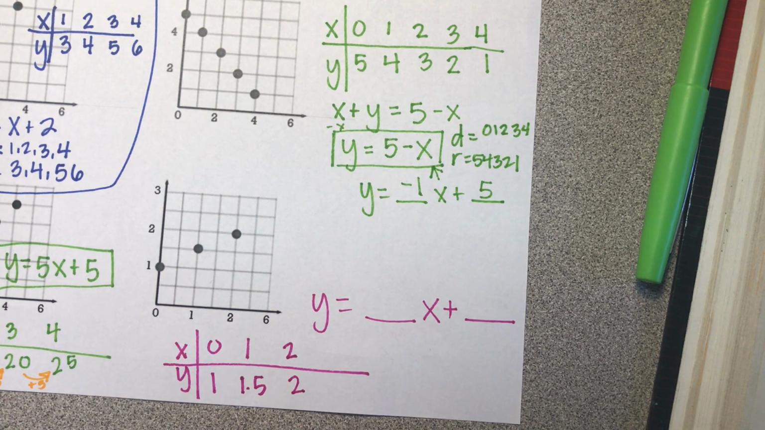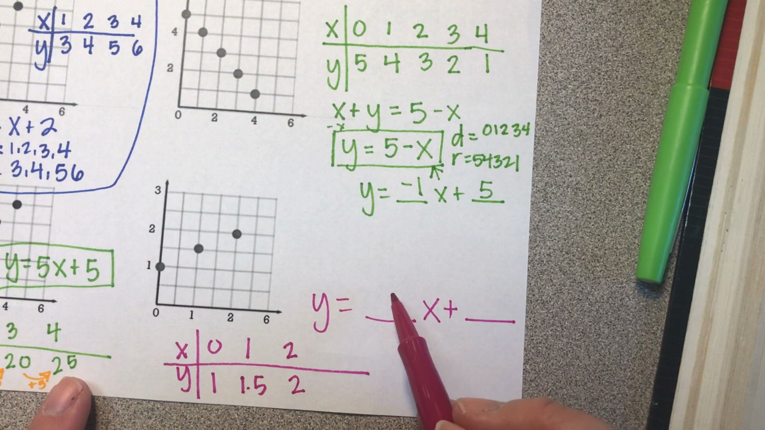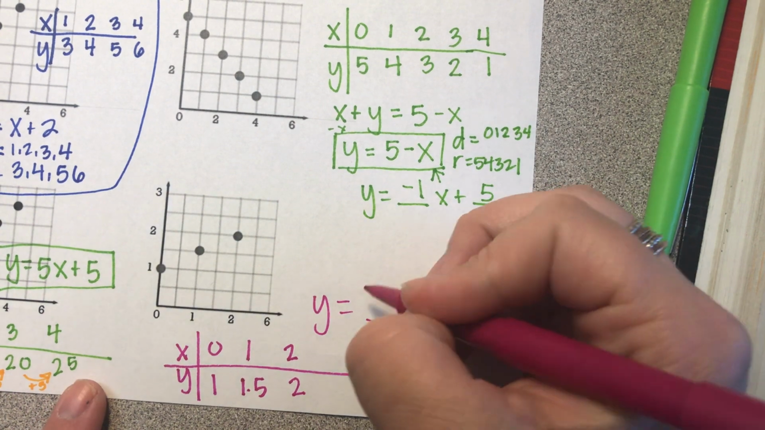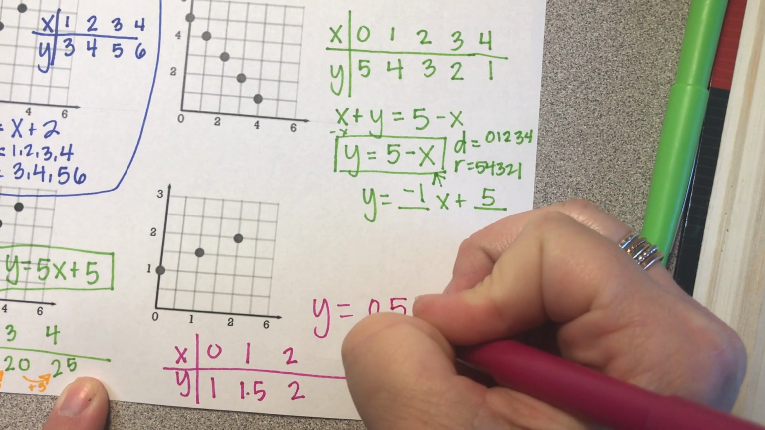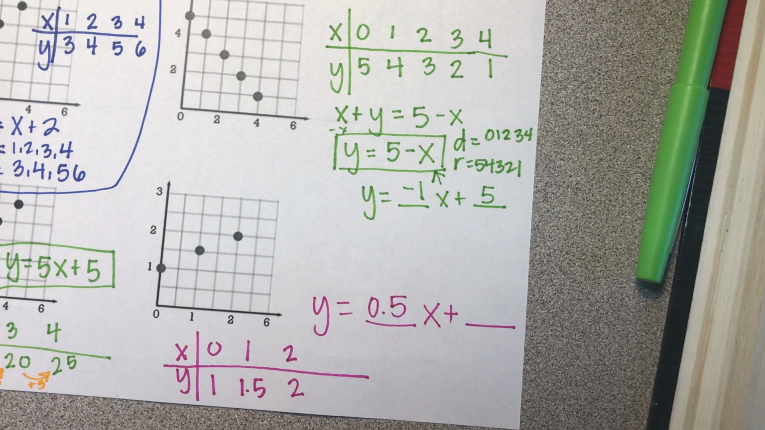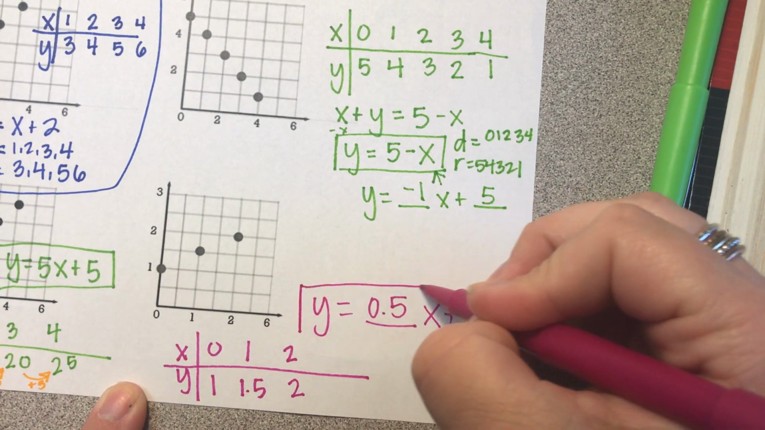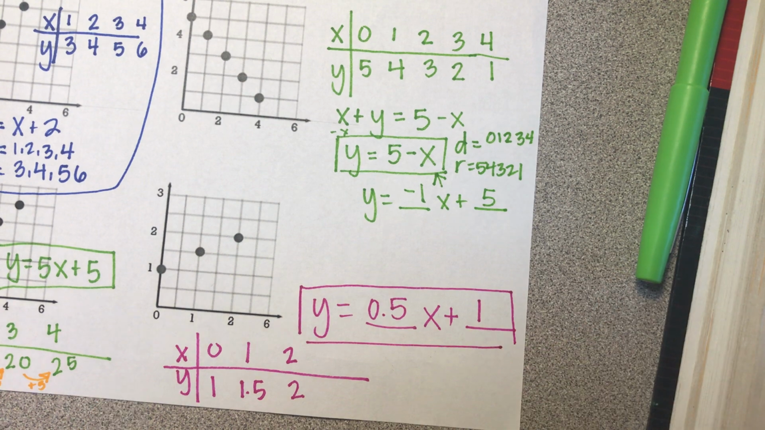Okay, so let's look at it. So in this first blank, it's how much y is changing. So it's going up 1, 1.5, 2. So that's going up by a half. Okay, and then the last blank is whatever y is when x is 0. And we're given that. When x is 0, y is 1. So y equals 0.5x plus 1.